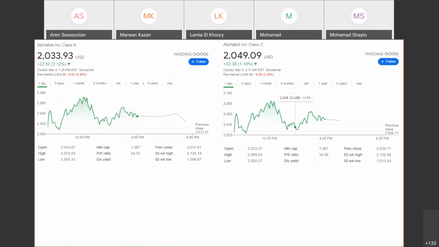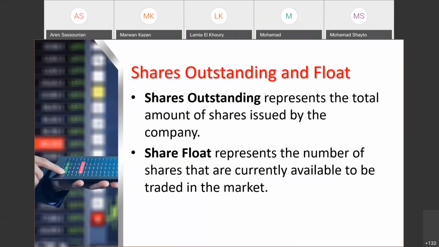That's all. Shares outstanding and float. This is the title of the chapter that I was actually going to be explaining to you. So shares outstanding basically represents the total amount of shares issued by the company. Companies can have the right to issue 1,000 shares, but if they've only issued 900, that means they've only made available 900 shares. That's your shares outstanding. Your share float is the amount of shares that are readily traded on the market, that are available to be traded. So even of those 900 shares, sometimes the company likes to keep 200 in its own account. That's called treasury shares. So only 700 is floating.